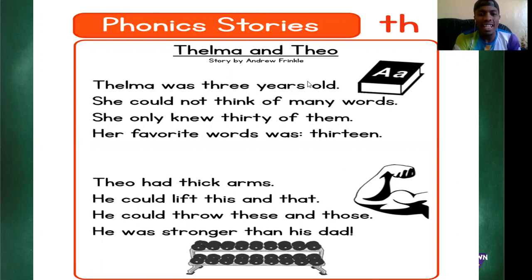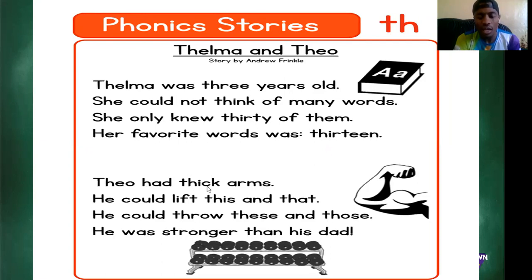Thelma was 3 years old. She could not think of many words. She only knew 30 of them. Her favorite words were 13. Right? Thelma was 3 years old. She could not think of many words. She only knew 30 of them. Her favorite words were 13.